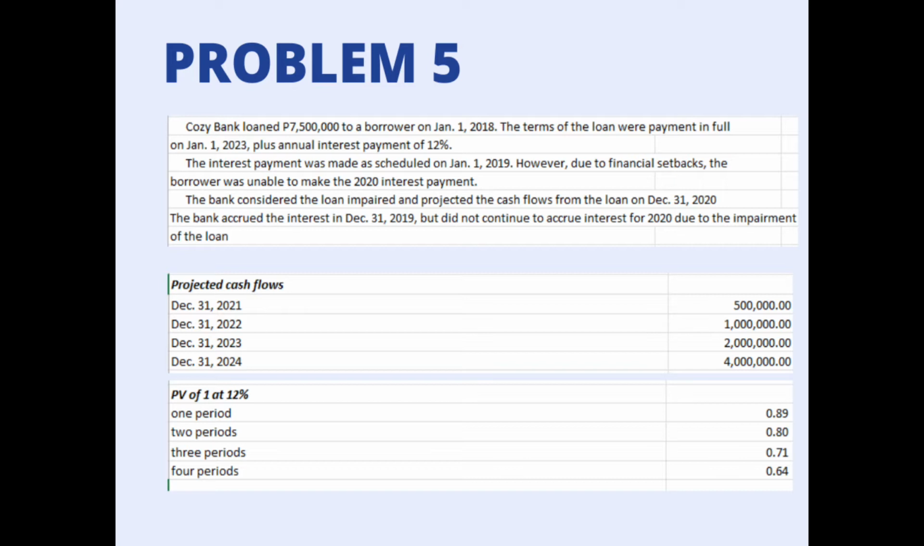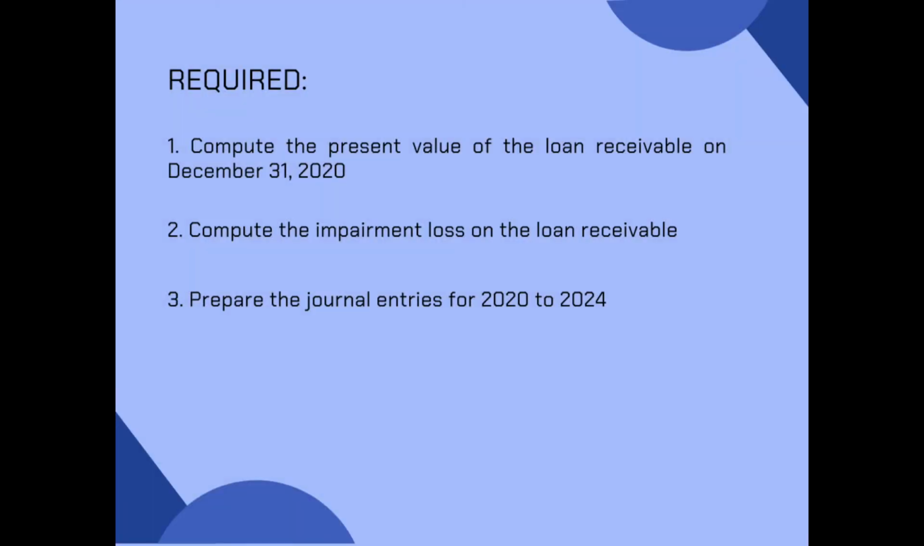The bank accrued the interest on December 31, 2019, but did not continue to accrue interest for 2020 due to the impairment of the loan. The given projected cash flows are: December 31, 2021, 500,000; 2022, 1 million; 2023, 2 million; 2024, 4 million. The PV of 1 at 12%: for 1 period 0.89, 2 periods 0.80, 3 periods 0.71, 4 periods 0.64. Now, for the requirements.